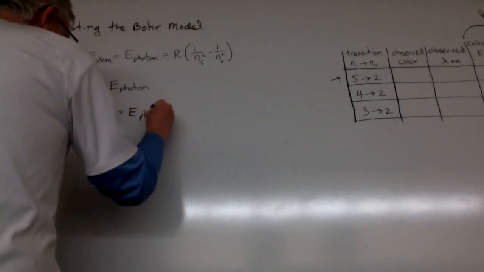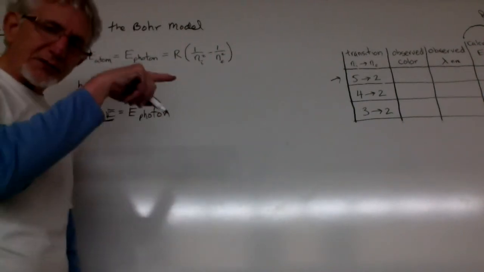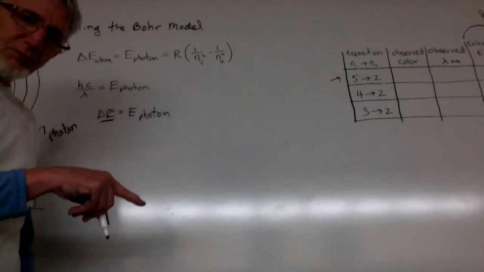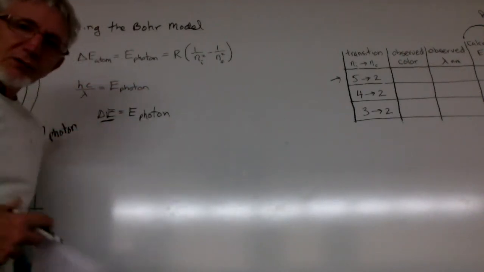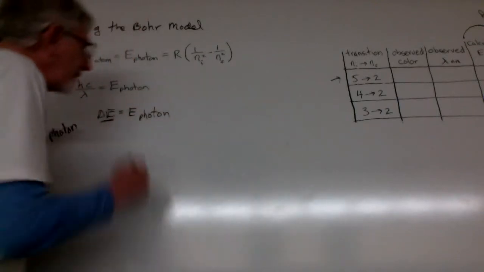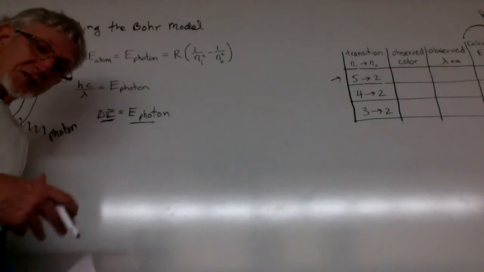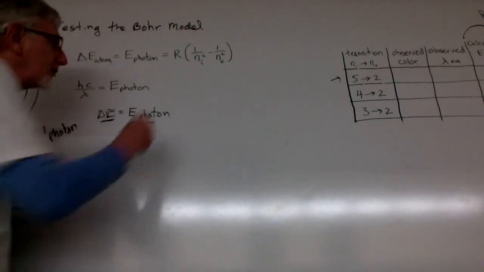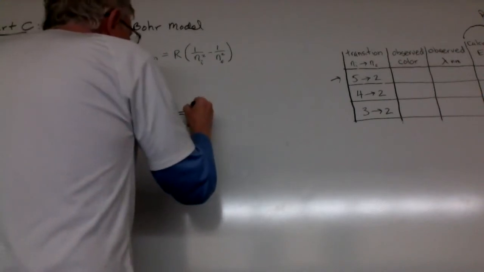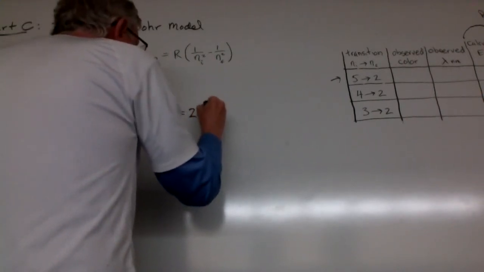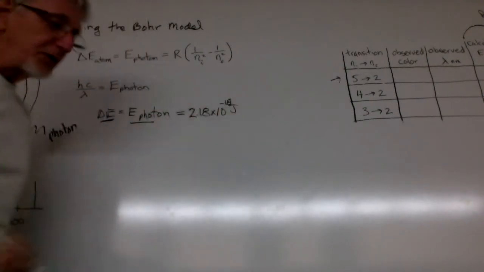Now what does that mean? Well, delta E is the energy change that occurs within the atom as the electron drops from state 5 to state 2. And since the photon is what carries away all of that energy, the energy of the photon must be equal to the energy change that occurred within the atom. So the energy of the photon is going to be given by this equation, and R is equal to 2.18 times 10 to the negative 18 joules.